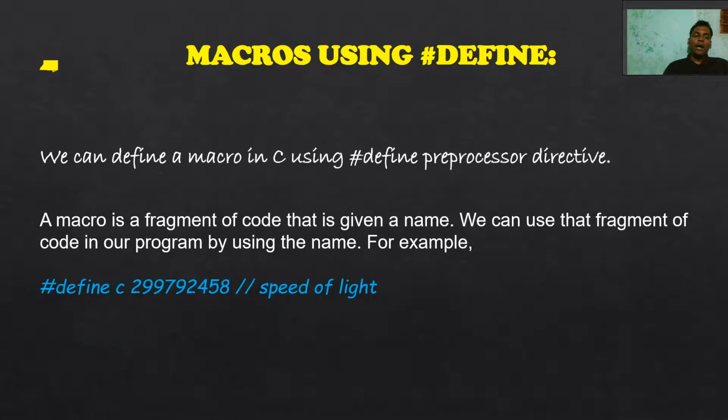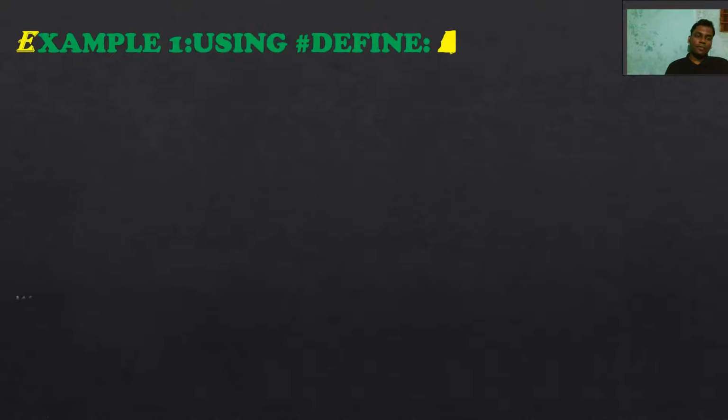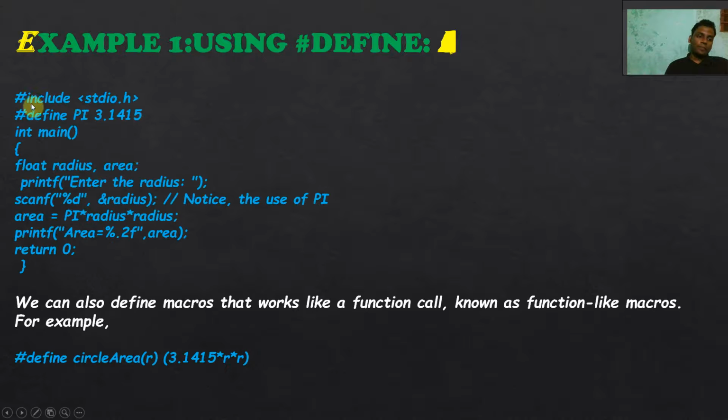So we can use define, like hashtag define c and the value. When you use this, the code will automatically take this value for c. Now if you see an example of the define, here is an example. In the very beginning of the program, we have used define pi 3.1415. By using this preprocessor, the value 3.1415 has been assigned to pi.